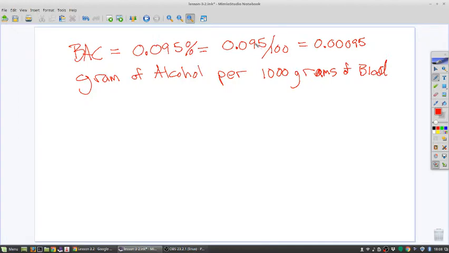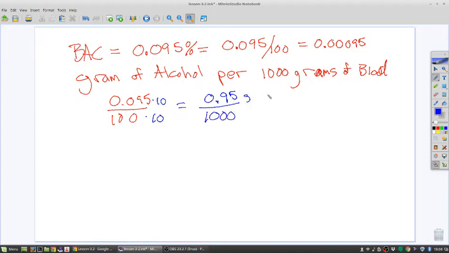So here I have a fraction over 100. If I wanted that to be over 1,000, I could multiply top and bottom by 10. So I would take that 0.095 divided by 100, multiply top and bottom by 10. That means I get to shift the decimal point this way. And so I would get 0.95, so just under 1 gram of alcohol per 1,000 grams of blood. So that's grams again of alcohol, and this is grams of blood right there.